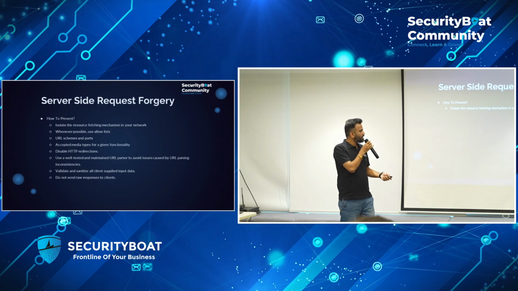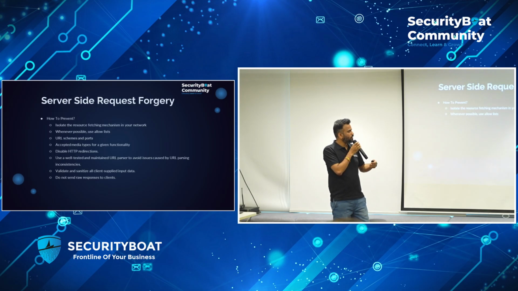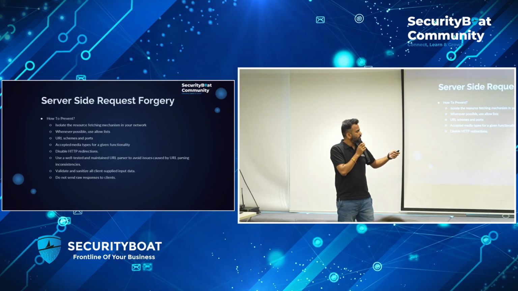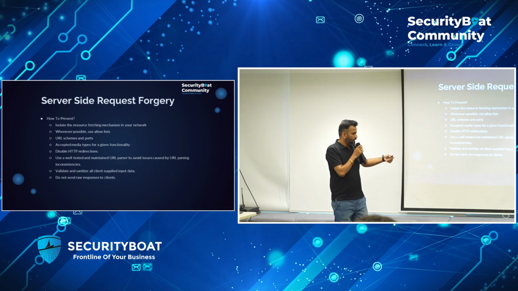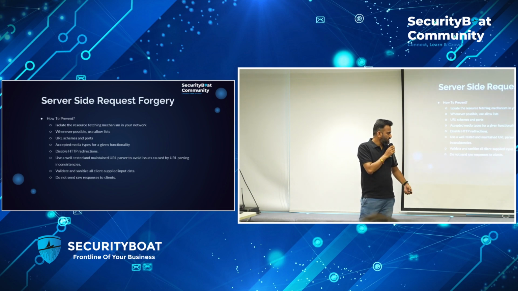Then how to prevent that? Isolate the resource fetching mechanism in your network whenever possible. Use an allow list. If the particular resource should only have PDF file access, then it should only have PDF file access. URL schemes and code, that particular code and scheme should be defined properly, hard-coded kind of thing, where if I put in another URL, an internal URL, it should not accept it. Media types should be properly defined, disable HTTP redirections, do not send raw responses to the clients.